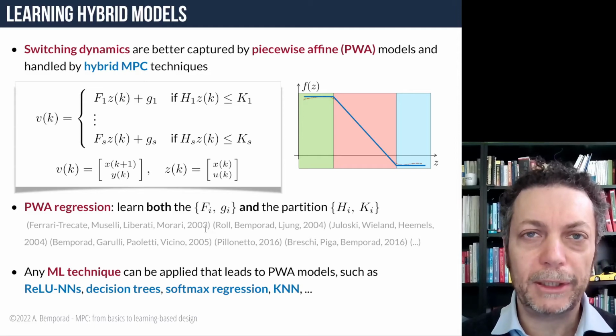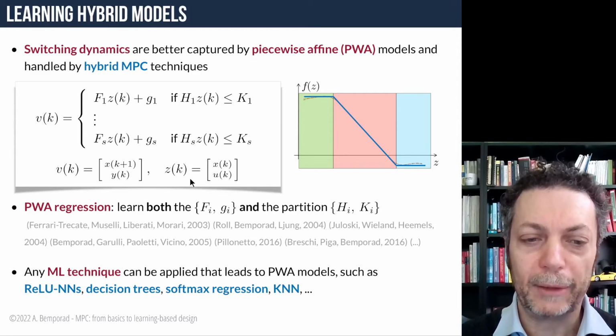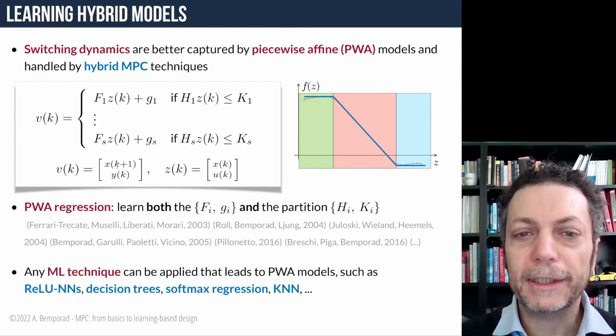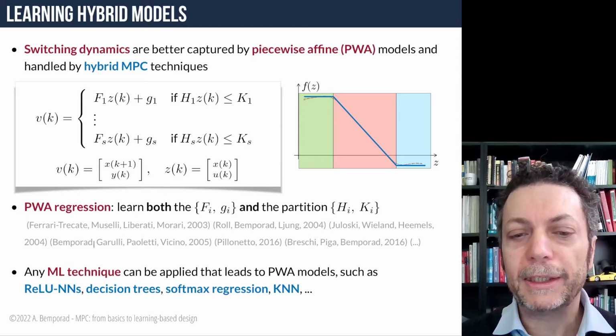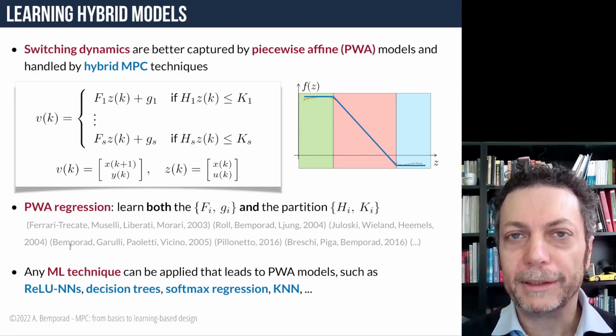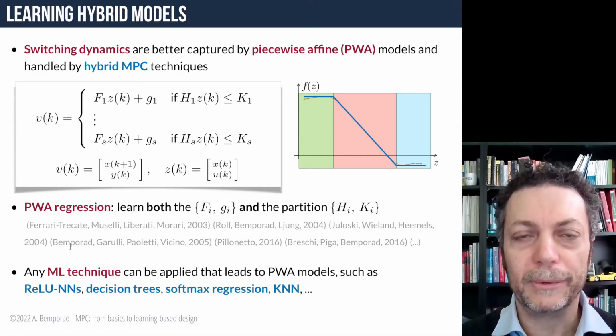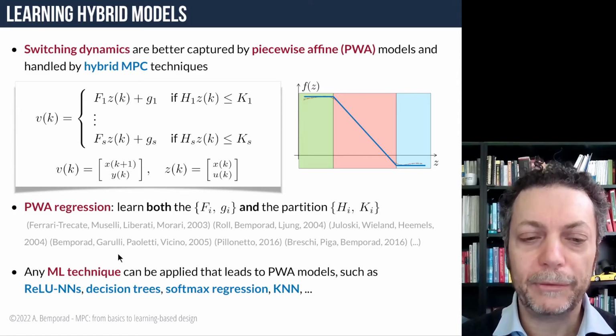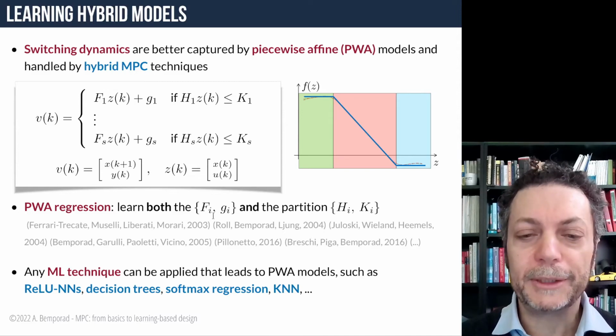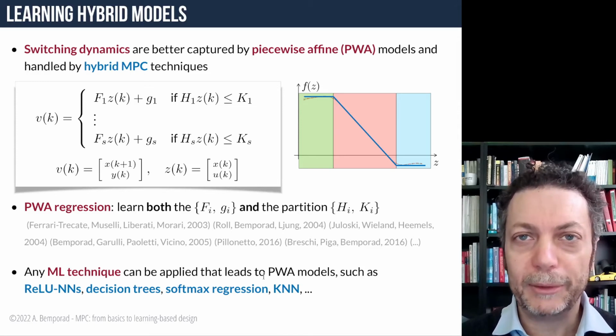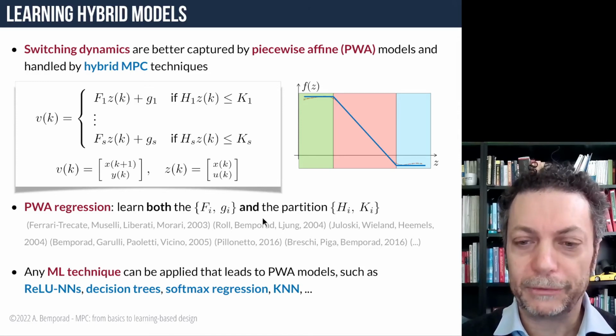And the problem is it's not easy because you have to learn the linear models and the matrices defining the partition at the same time, so as to reproduce the system dynamics. And here, actually, any machine learning technique that provides piecewise affine functions can be used. For example, neural networks based on ReLU activation functions, decision trees, softmax regression techniques can be used, even k-nearest neighbor return piecewise affine models as an output.